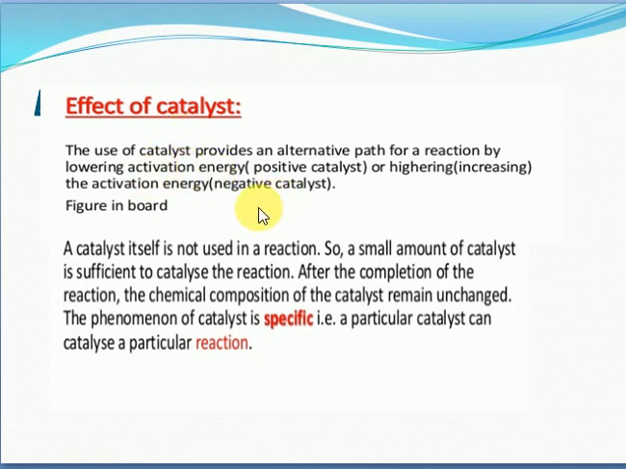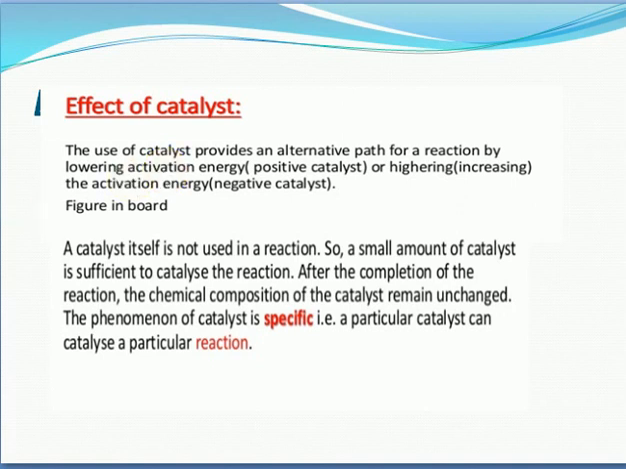Clear? Catalysts are of two types. One is the positive catalyst, which increases the rate of reaction. The other is the negative catalyst, which decreases the rate of chemical reaction. The use of a catalyst provides an alternative path for the reaction by lowering the activation energy. It means it decreases the activation energy and makes the reaction possible.